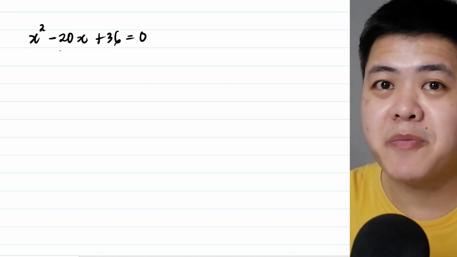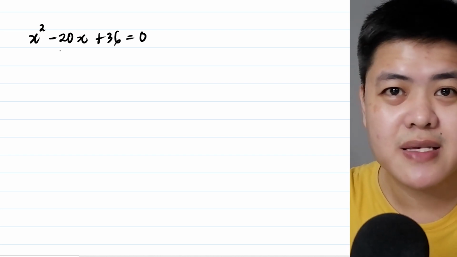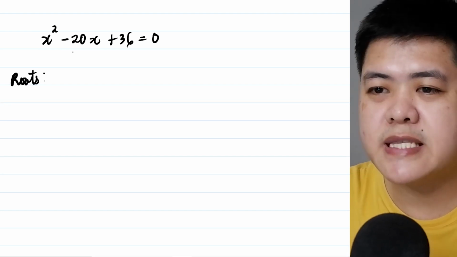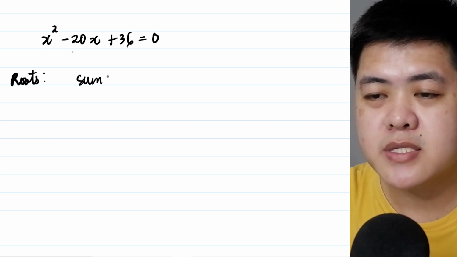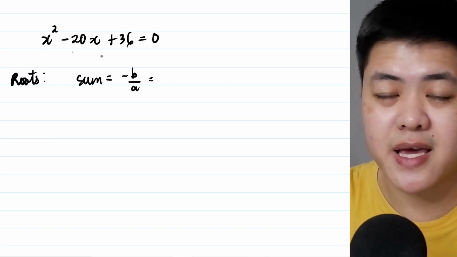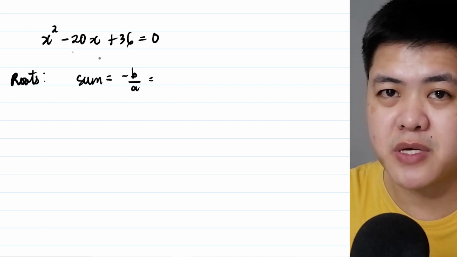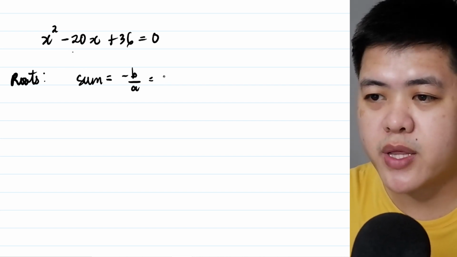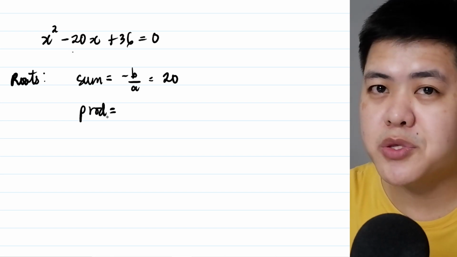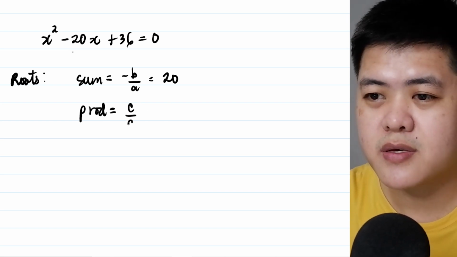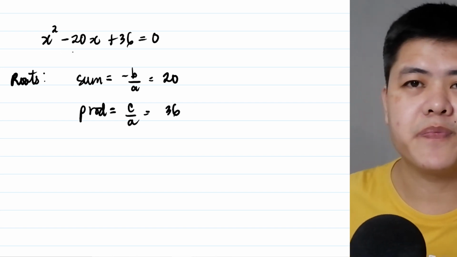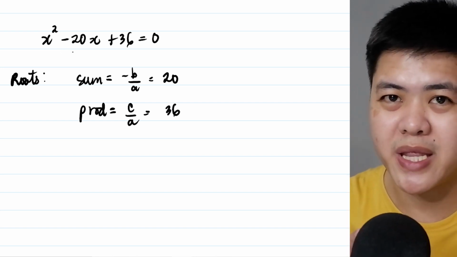Kung hindi nyo alam yung sum and product of the roots, meron akong lecture sa description, nandun yung link sa lecture ng sum and product of the roots. Yung roots natin, yung sum, is equivalent to negative b over a. In this case, it's negative 20 times negative, that's positive, over 1, that's 20. And then the product of the roots is equal to c over a, which is 36 over 1, that's 36.